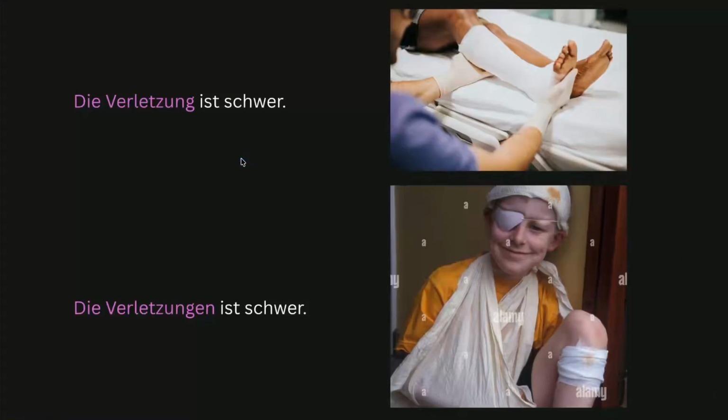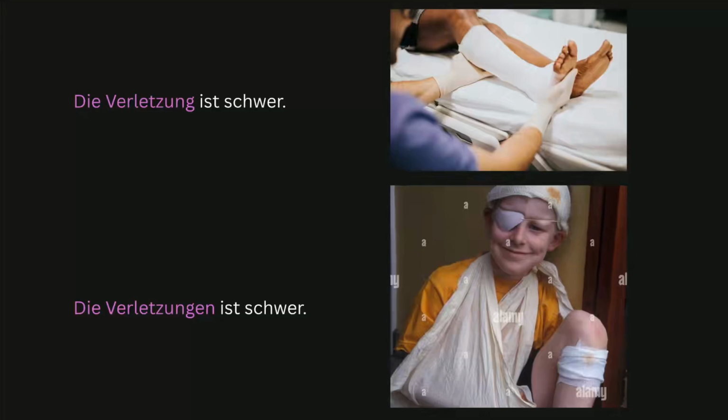Take a look at this here. We have two sentences. Both of these sentences are very similar. It has one tiny difference, however, right here. But if you look at the two corresponding pictures, this one for this and this one for this, these two pictures are quite different. If you look at the first picture, the guy has one injury in the leg. However, the kid in the bottom has a bunch of injuries.